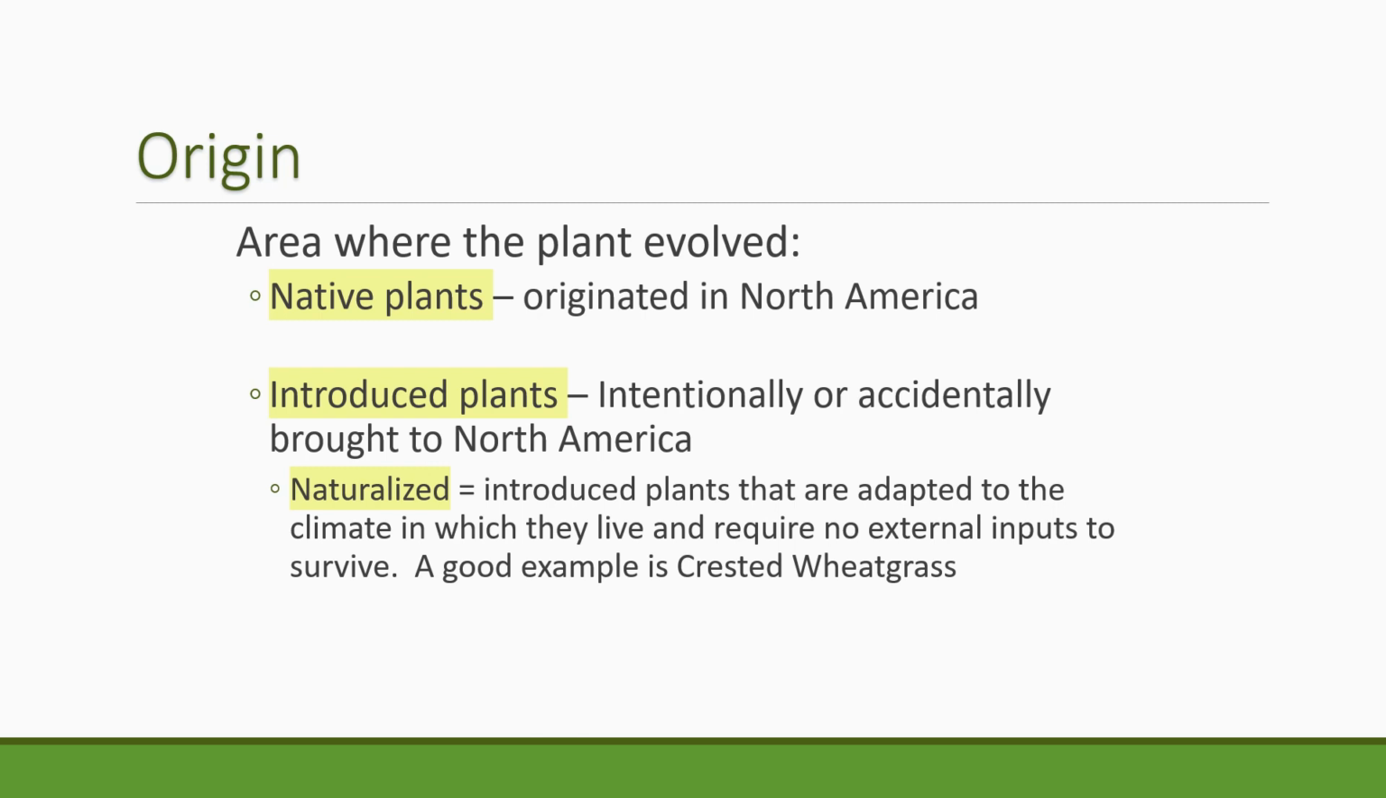There's a special term among these introduced plants. They're called naturalized plants. These are ones that were introduced, and they're not particularly aggressive, but they're so well adapted to our climate that they live as if they were native plants. They survive without any human input. They're not terribly aggressive, so they look native, even though they did come from somewhere else. A good example in Idaho, anyway, is crested wheatgrass.